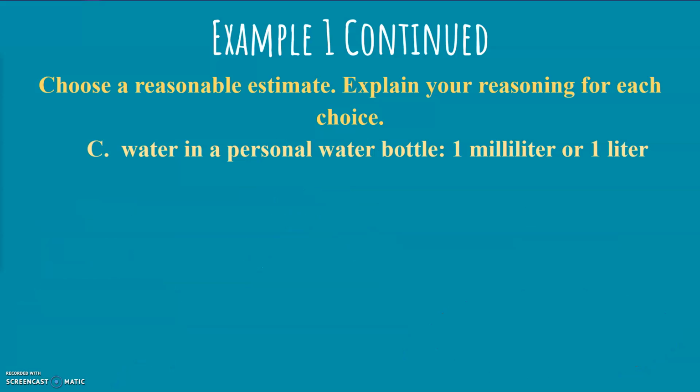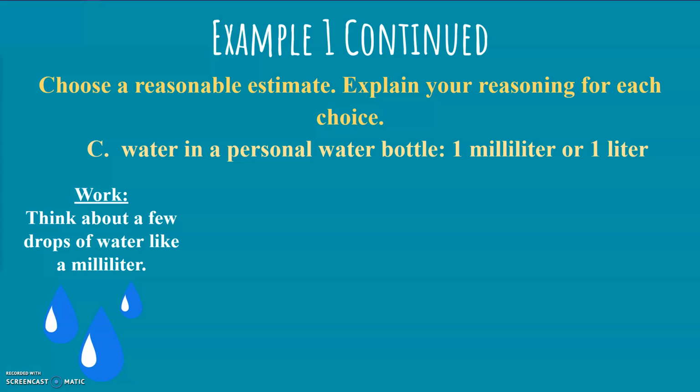Water in a personal water bottle, 1 milliliter or 1 liter? Well, a milliliter is 1,000th of a liter. So roughly a few drops of water. If you've ever done liquid medications, you might notice that they're measured in milliliters. If you've ever seen a tiny syringe, those have milliliters in them. A few drops is about a milliliter.